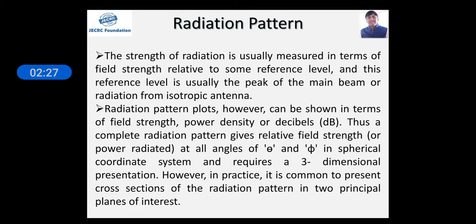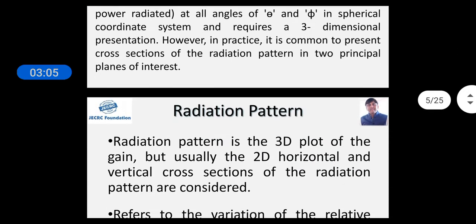So it is a complete field strength analysis at all the angles theta and phi in spherical coordinate system, which requires a three-dimensional presentation. In practice, it is very difficult to analyze in spherical coordinates or a three-dimensional system, so it is common to present a cross section of the radiation pattern by a plane in two principal planes of interest, and that is called 2D radiation pattern.